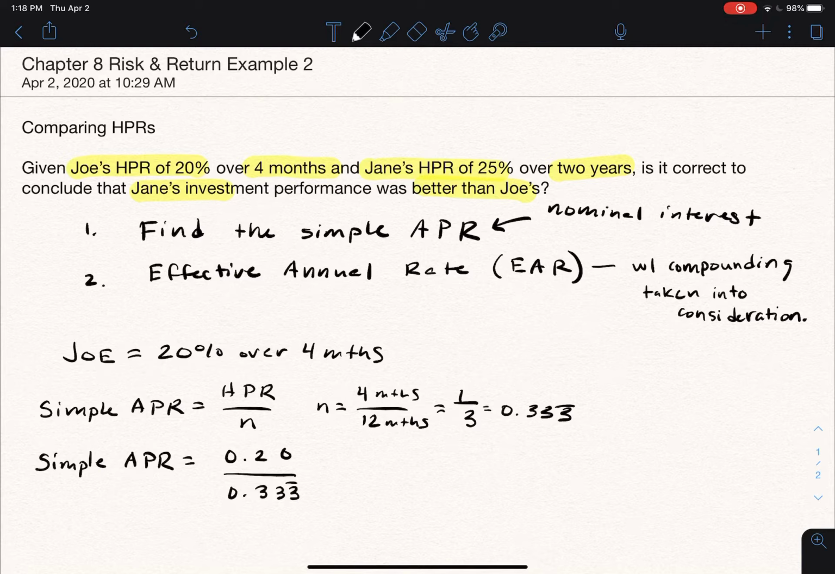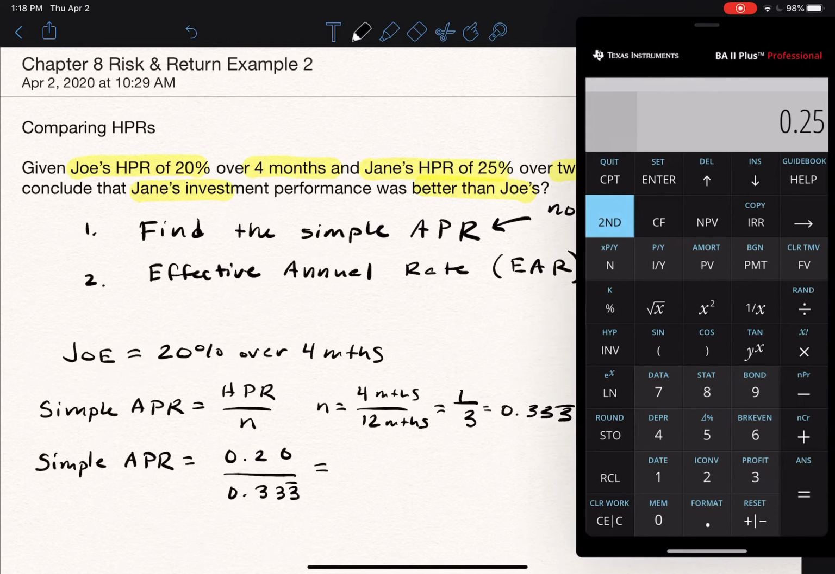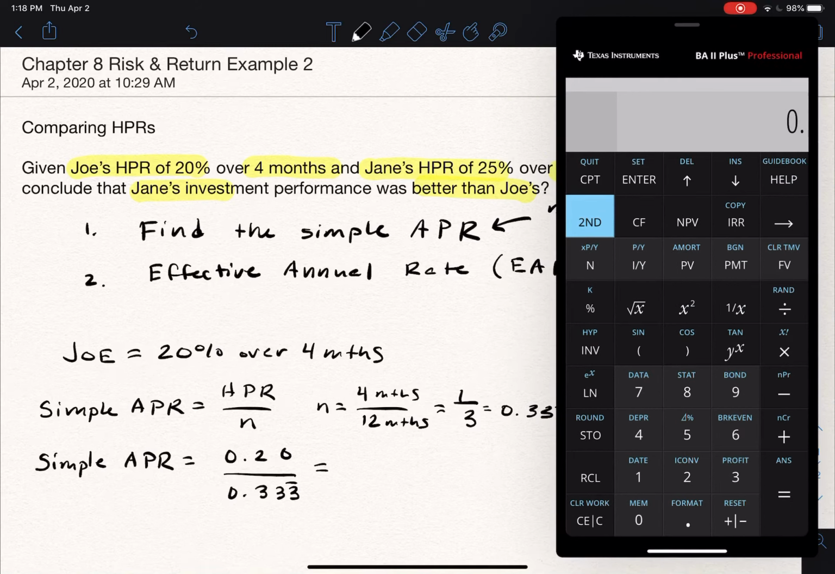And so now we have the numerator and the denominator, and we can calculate the simple APR that Joe had. So we're going to say 0.2 divided by, and then what I want you to do is hit open parentheses, 1 divided by 3, close parentheses. You'll see that it calculates 0.3 repeating, and then hit equal. And what you should get is 0.6, which converts to 60%.